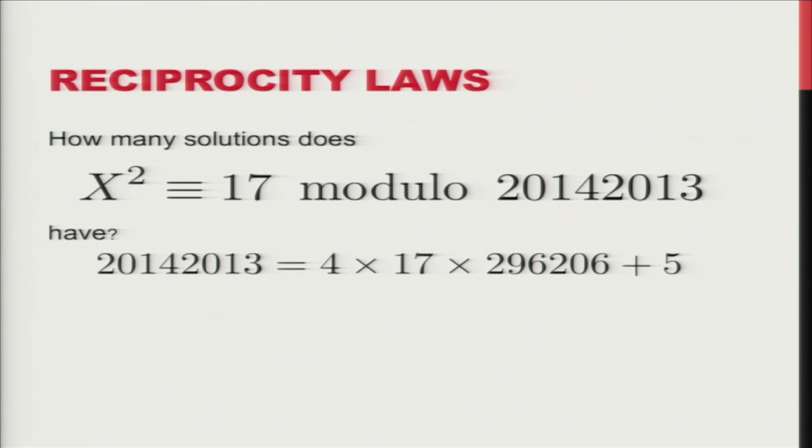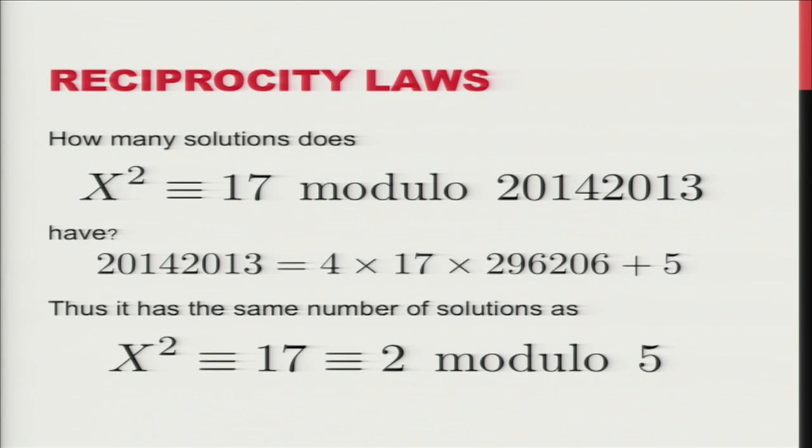We know whether 17 has a square root modulo 20,142,013 only depends on 20,142,013 modulo 4 times 17, which is 68. So when we divide by 68, the remainder is 5. So 17 has a square root modulo 20,142,013 if and only if it has a solution modulo 5. So we're asking whether 17 has a square root modulo 5, whether 2 has, since 17 is 15 plus 2, 2 modulo 5. So we're asking whether 2 is a square modulo 5, and there are only 5 possibilities to try. If you run through the squares modulo 5, you get 0 squared is 0, 1 squared is 1, 2 squared is 4, 3 squared is 9, which is 4, and 4 squared is 16, which is 1. So 2 is not a square modulo 5. So 17 was not a square modulo 20,142,013.